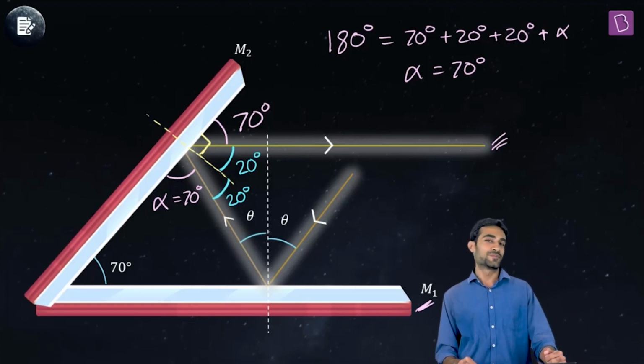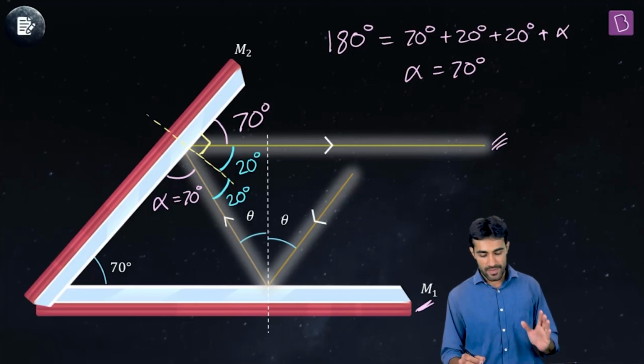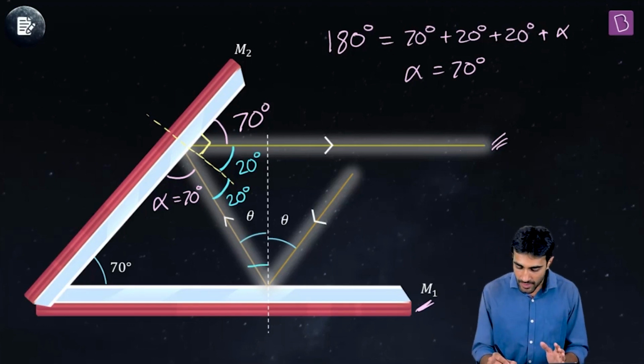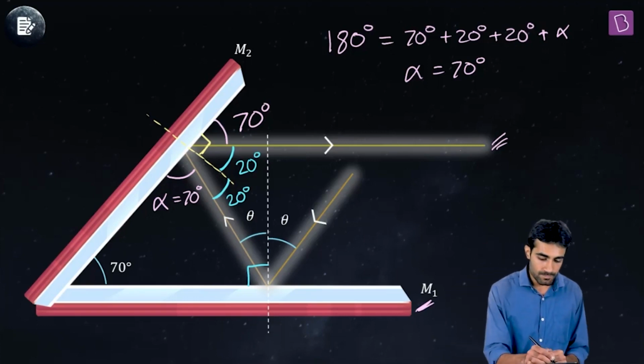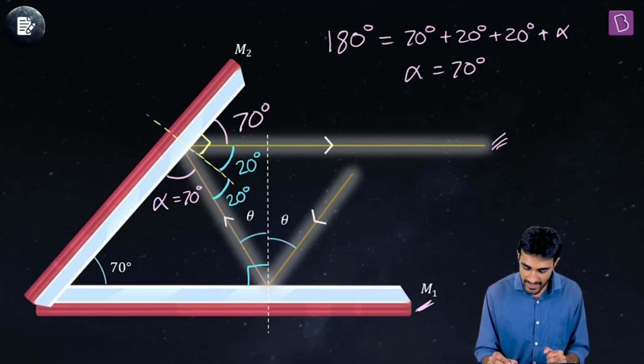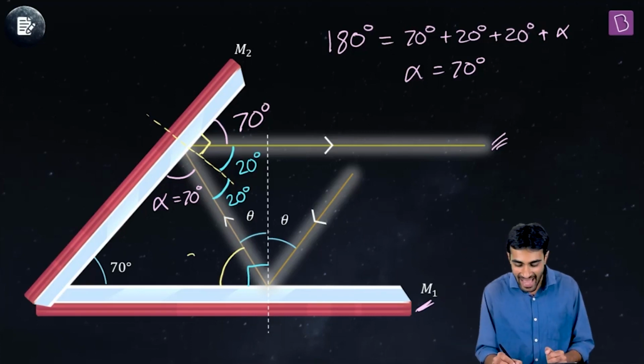Beautiful. Now, let's talk about the first mirror. We know angle made by normal from the mirror is 90 degree. So, with this, tell me this angle. Can you tell me this angle? You will say yes, 90 degree minus theta.